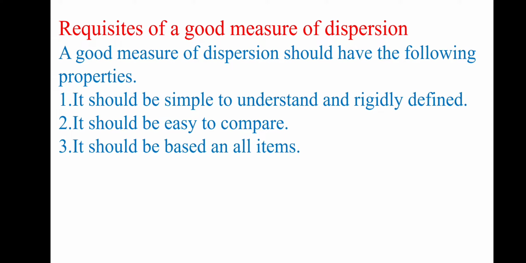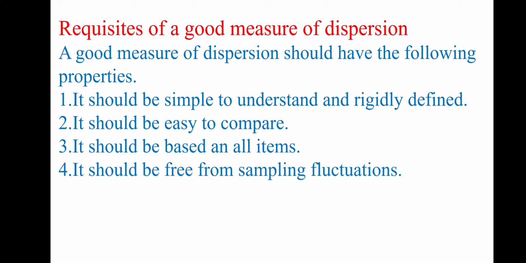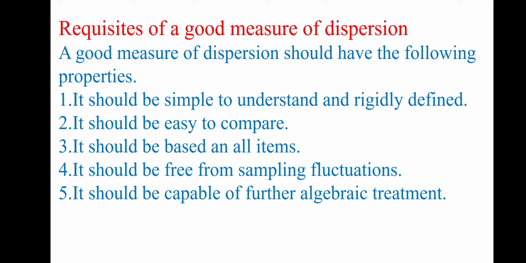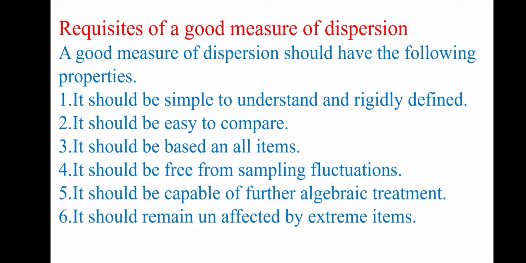It should be based on all items. It should be free from sampling distribution. Sampling distribution we will study in the further years. It should be capable of further algebraic treatment. That is, next level calculations or algebraic logical methods will be used. Which one? It is the measures of dispersion. It should remain unaffected by extreme items. Extreme items in the sense of the first values and last values in the given set of data.